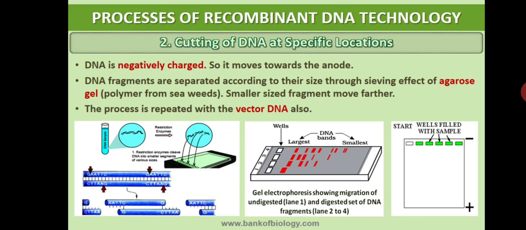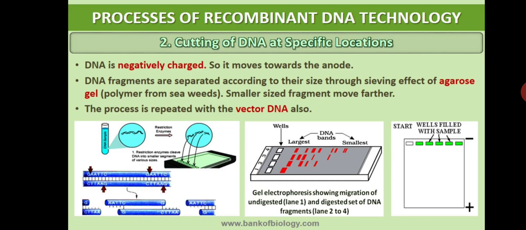Bright orange colored bands are produced here, and these separated bands of DNA are cut out from the agarose gel and extracted from the gel piece by using a proper technique, and this step is known as elution.